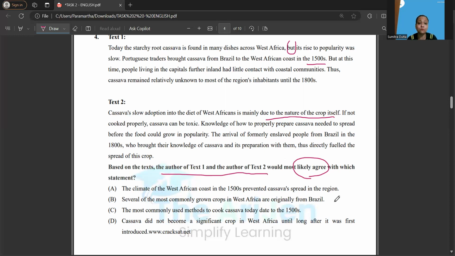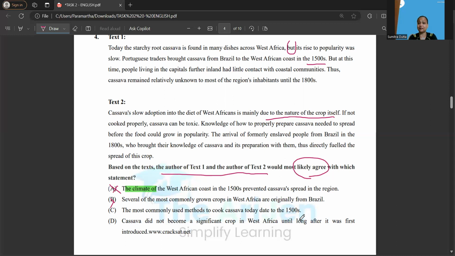We did not get any information about climate. There was no information to us about climate. No information about West Africa. So this cannot be the answer. No information given. Number B, several of the most commonly grown crops in West Africa are originally from Brazil. Nothing. Again, we did not get any information about it. Cut it off.